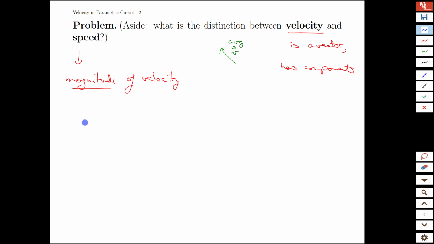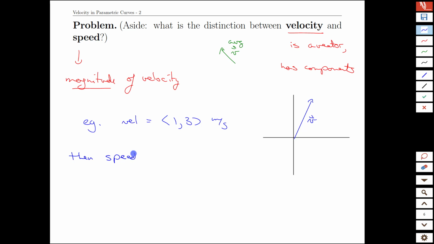For example, if we had a velocity vector that was equal to 1,3 meters per second, corresponding to a vector like this, 1,3, roughly like so, then the speed is equal to the magnitude of that velocity, which is that Pythagorean formula, the square root of 1 squared plus 3 squared, square root of 10 meters per second. Same units, but the velocity has richer information, but sometimes the speed is actually more relevant for what we're looking at. Velocity will be the vector component, and speed will be the magnitude of that vector.